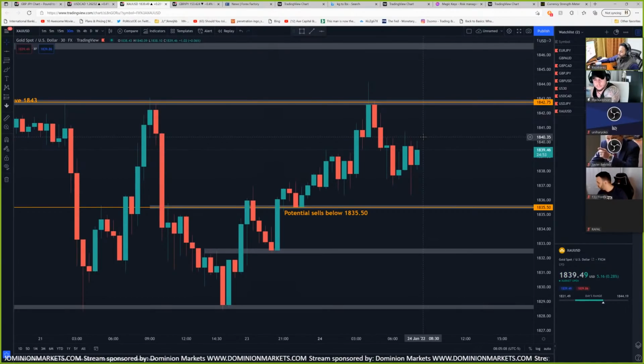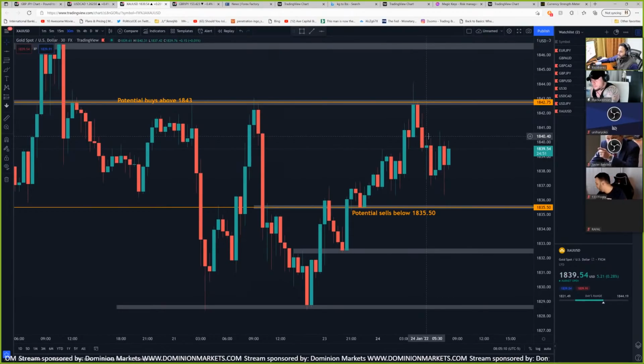Which makes no sense because we're just consolidating right here, and I don't even know or think if it's going to move above 1840.50 because of the FOMC we have on Wednesday.